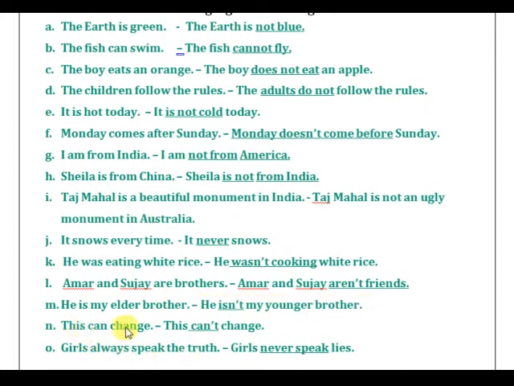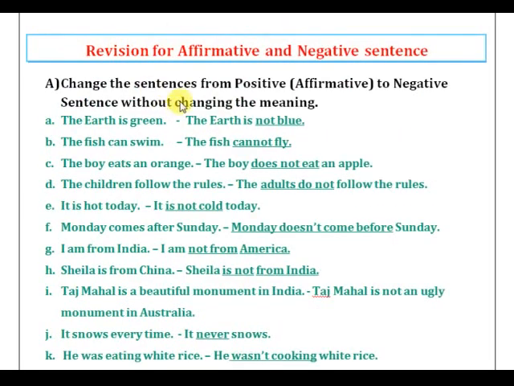The next is, this can change. Opposite, this can't change. The final sentence, girls always speak the truth. Yes, the negative sentence, girls never speak lies. So here we end with the type A, or the first type of the set of questions, which is change the sentence from positive, that is affirmative, to negative without changing the meaning.